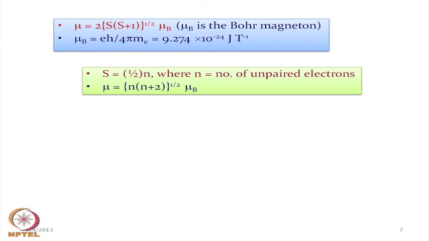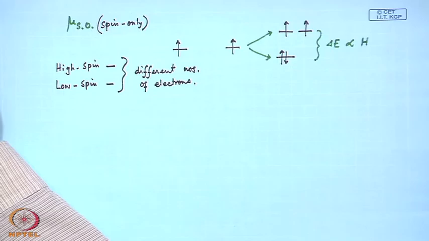So, next day we will consider all these values, that means the different numbers of n values, for determining the corresponding magnetic moment values for all these complexes.